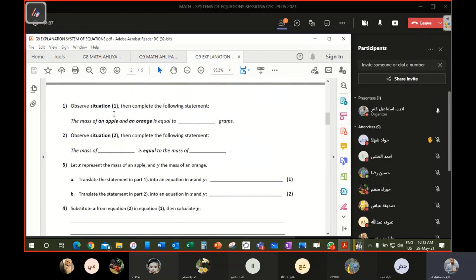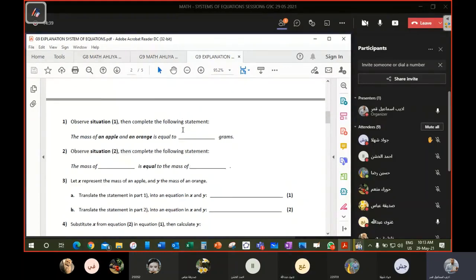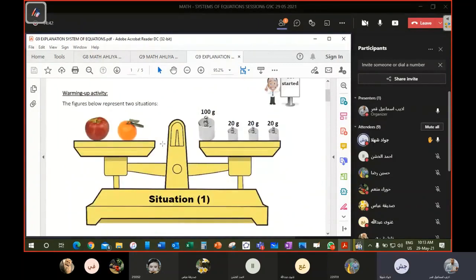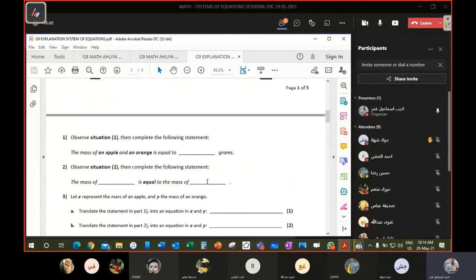Ahmed Khashim, observe situation 1, then complete the following statement. Read, Ahmed. The mass of an apple and an orange is equal to blank grams. What is the missing word or number? The mass of an apple and an orange is equal to 160 grams. This is situation 1, Ahmed, we said it. Apple plus orange equal 160 grams. Situation 1. Okay?